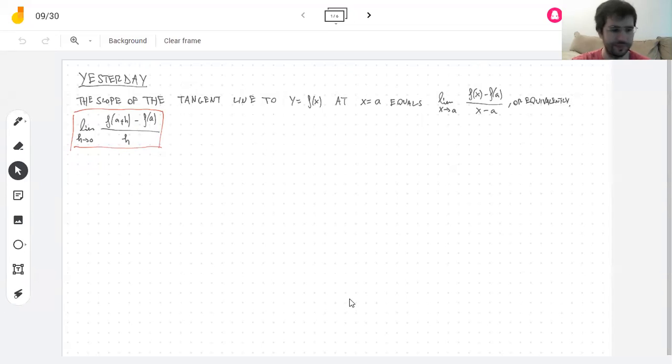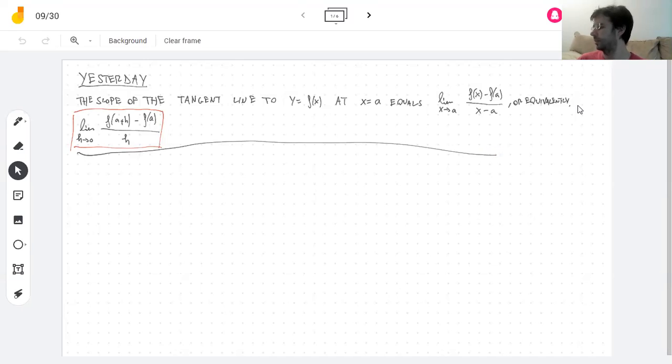So yesterday we talked for a while about what the slope of a graph is, and we arrived at this formula. We arrived at two formulas, actually. I like the second one better. It's easier to compute most of the time. If you have a function, you plug into two letters in there, two expressions, and you compute a limit, which is almost always 0 divided by 0. I mean, the denominator is always approaching 0. And that's the slope of the tangent line.